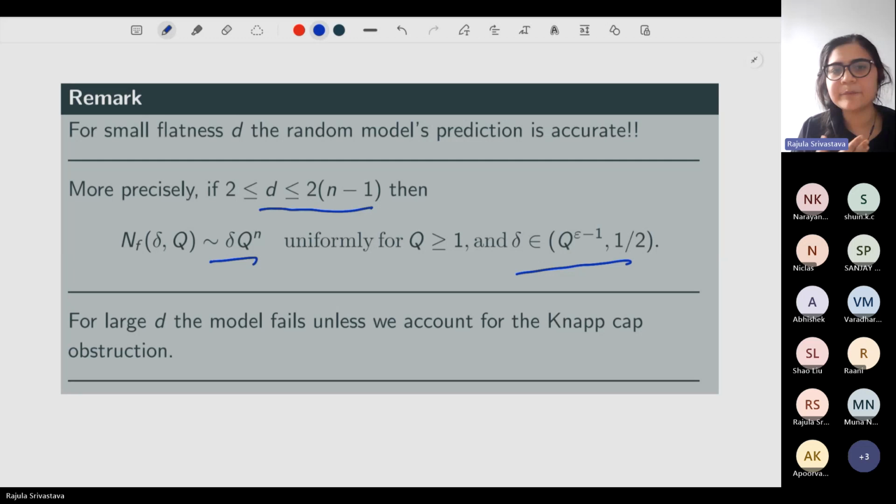However, the moment the dimension, the degree of your surface, crosses this barrier of 2 times n minus 1, then the second term will dominate in a certain range of delta. And so there you see that the theory diverges from the conjecture that was initially there. So that's interesting. And that's the non-vanishing Gaussian curvature case.